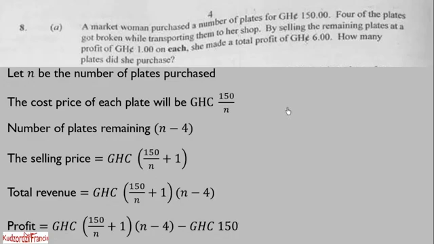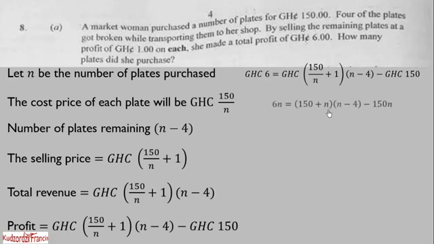When we do that, we are left with 6. We are supposed to get 6 because that is the total profit she made. So we equate this to the profit. Then now it has become an equation that we can expand and solve. So we multiply through by n to get 6n is equal to 150 plus n times n minus 4 minus 150n.